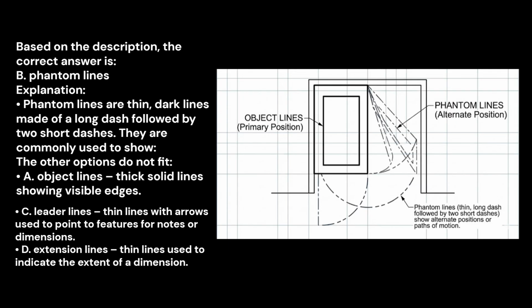A. Object lines, thick solid lines showing visible edges. C. Leader lines, thin lines with arrows used to point to features for notes or dimensions. D. Extension lines, thin lines used to indicate the extent of a dimension.